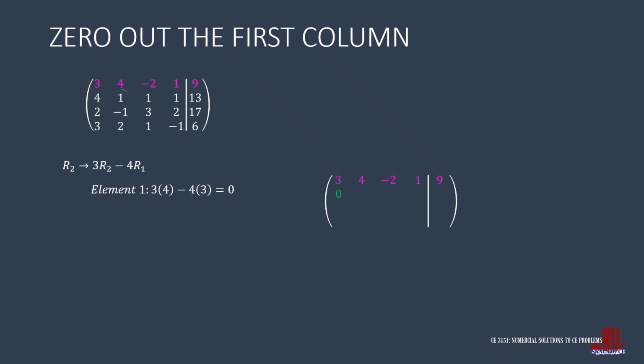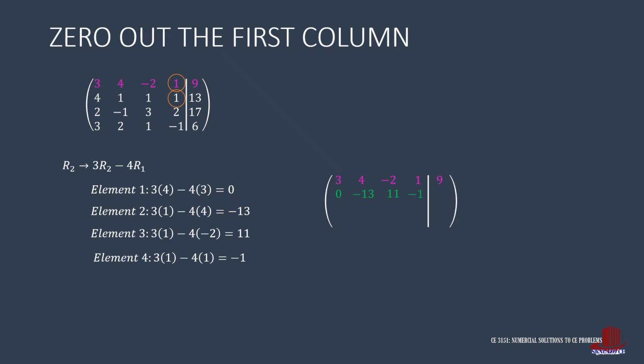The second element is then 3 times 1 minus 4 by 4, which is negative 13. The third element then is 3 by 1 less 4 of negative 2, which is 11. The fourth element is thrice of 1 minus 4 by 1, which is negative 1. The constant is then 3 times 13 minus 4 times 9, which is 3.